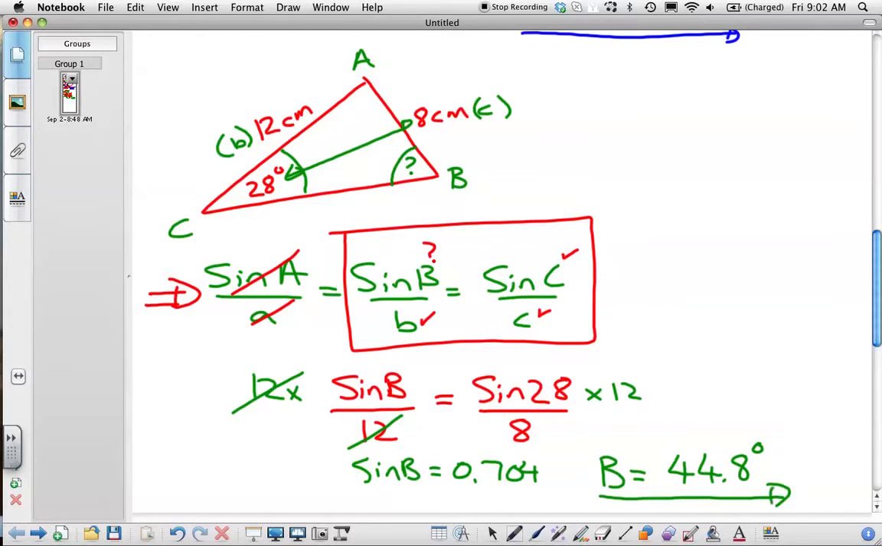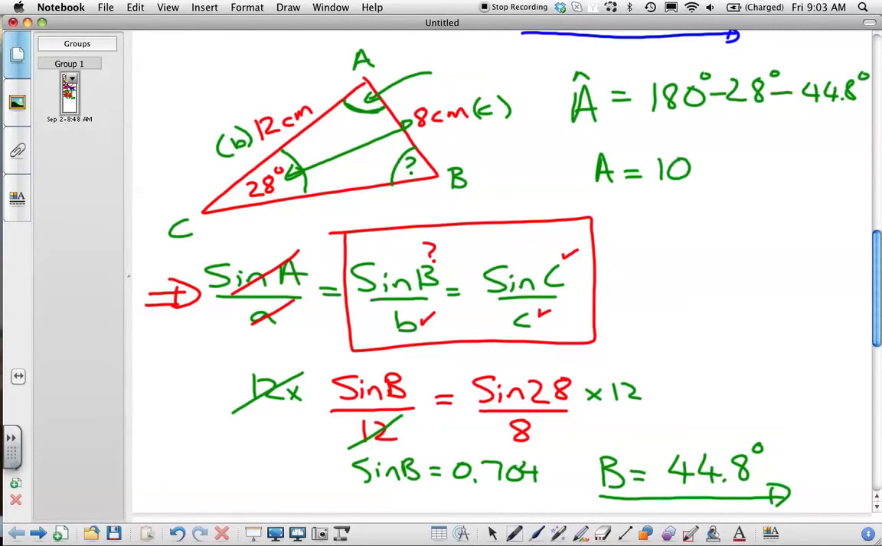If I wanted to find angle A, then A would obviously equal, because the sum of angles of a triangle add up to 180 degrees, 180 degrees minus the 28 degrees minus the 44.8 degrees, and we can do that on our calculator. 180 minus my answer, and minus 28, and I'll get this angle A is equal to 107 degrees. So that's using the sine rule to find the angle.